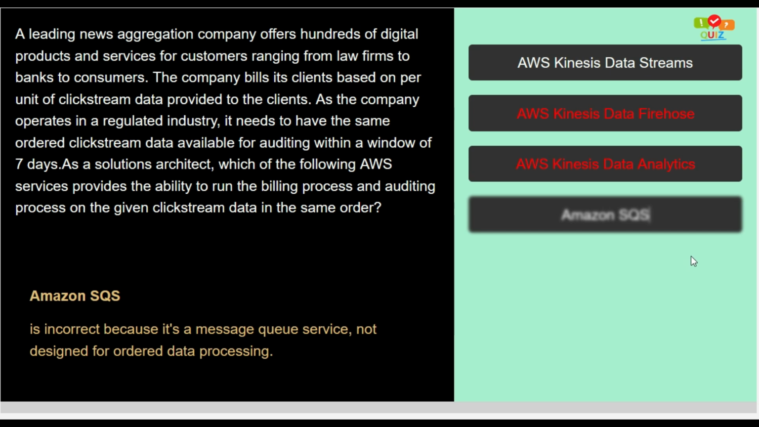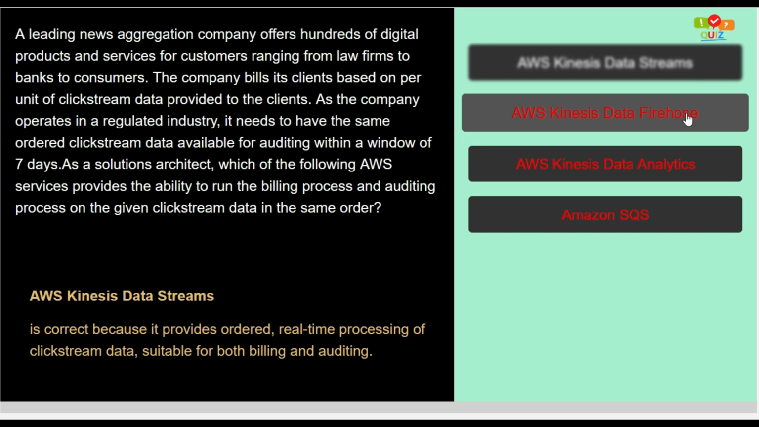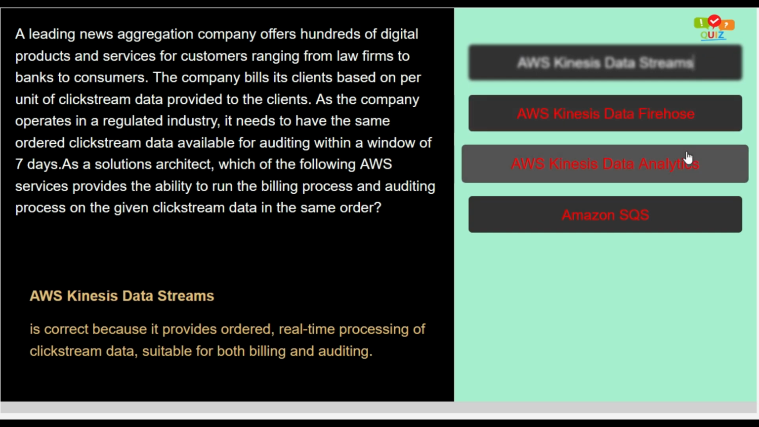So option number 4 is also the wrong answer. Option 1, AWS Kinesis data streams, is correct because it provides ordered real-time processing of clickstream data suitable for both billing and auditing. Okay, so option 1, AWS Kinesis data streams, is the correct answer for this question.